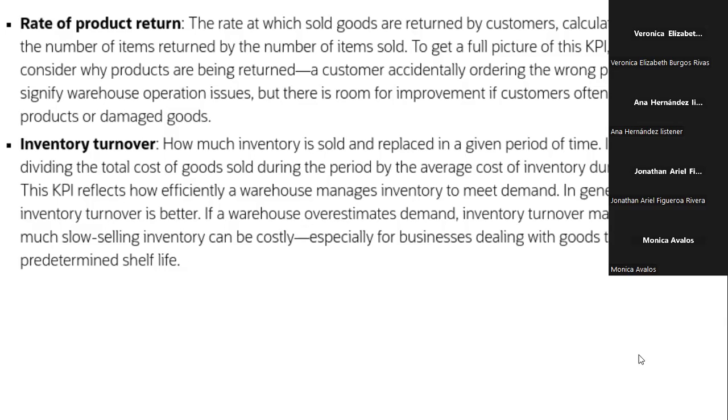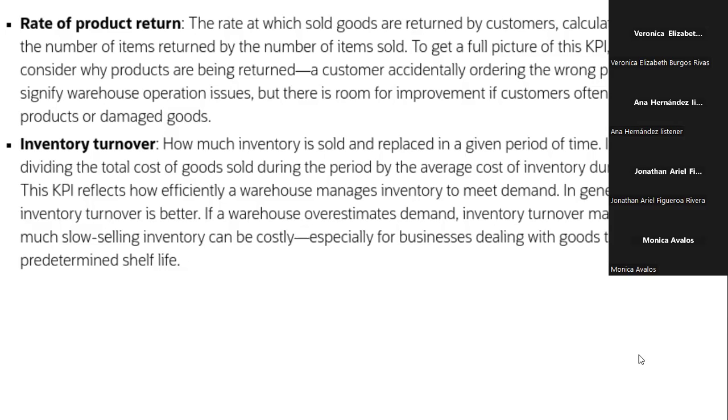In general, higher inventory turnover is better. If a warehouse overestimates demand, what is overestimate? Sobreestimar. Very good. So if a warehouse overestimates demand, inventory turnover may be low. Too much slow selling inventory can be costly, very expensive, especially for businesses dealing with goods that have a predetermined shelf life. Very good. So do you have any question on this?